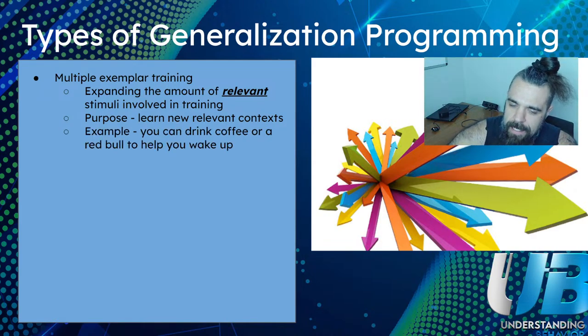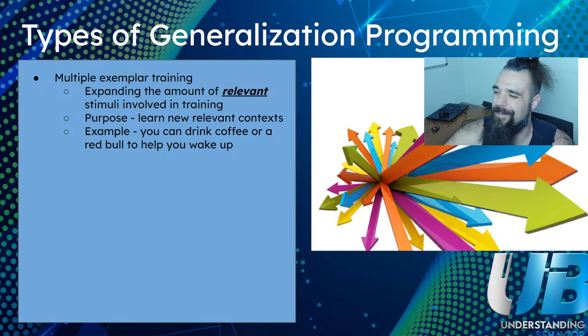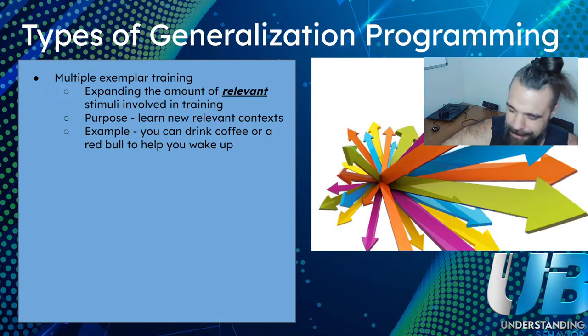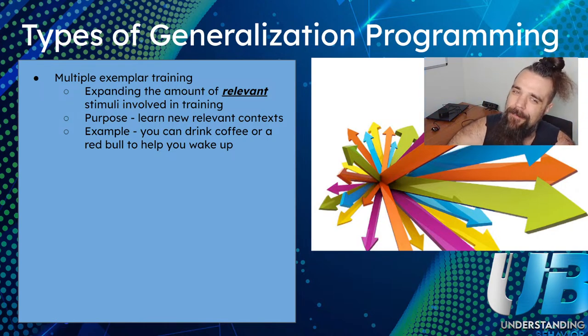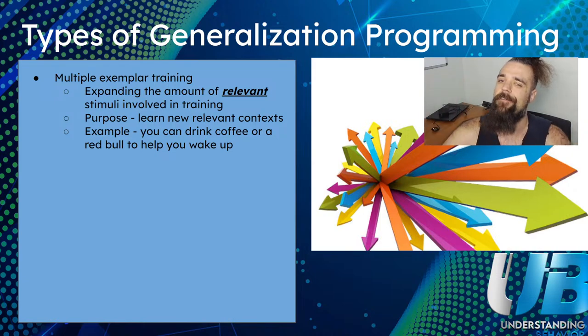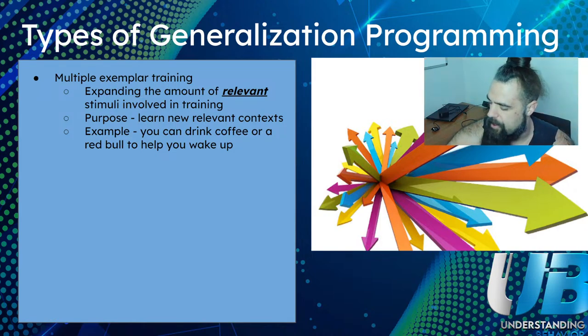Here's an example. I was thinking about mentoring your 12-year-old son: you can drink a coffee or a Red Bull to help you wake up. So multiple examples of different behaviors that have the same purpose would be one example. Does anybody else want to try an example of multiple exemplar training? Talk about what you're trying to train and then a couple of those examples.